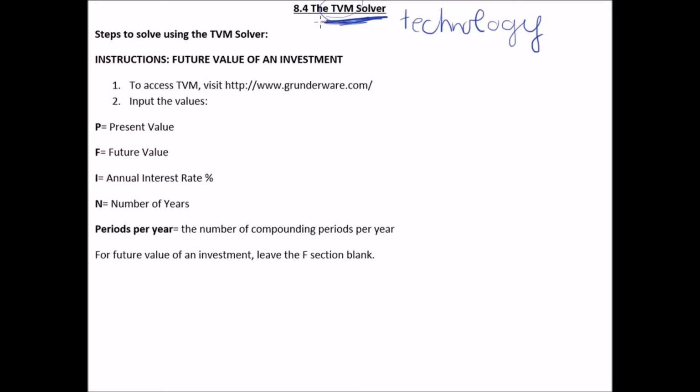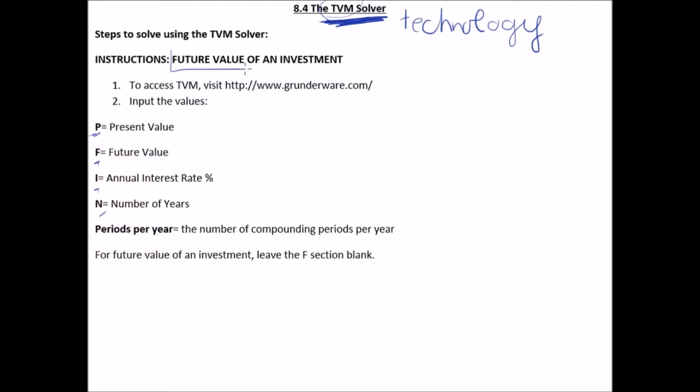So in actual school, or maybe you have a graphing calculator, you'll be able to use your TVM solver on there using the exact same process. The only thing that's going to be different is maybe the letters that we're going to sub into. Okay, so here are the steps to solve with the TVM solver. So here are the instructions.